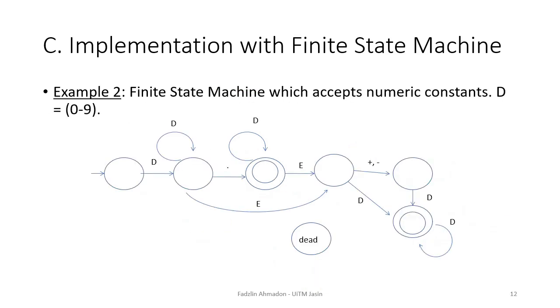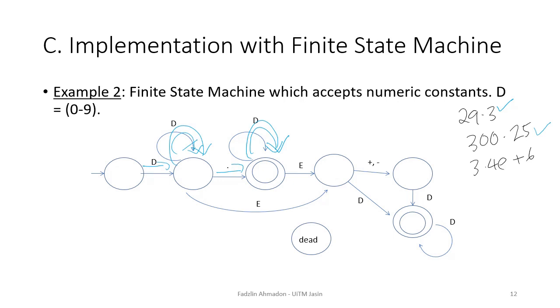Okay, next. This is a finite state machine that can accept numeric constants. So what are some examples of numeric constants? You can have something like 29.3. You can have 325. You can have 3.4e+6. Now let's check these values one by one. 29.3. So this is accepted. Next, 300.25. Okay, this is also accepted. Okay, what about the last one?